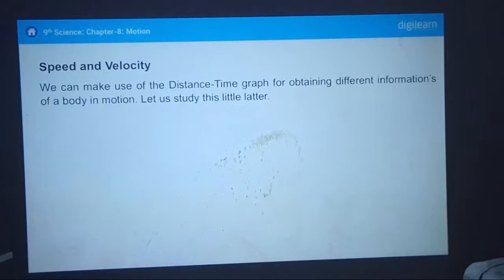We can make use of the distance time graph for obtaining different information of a body in motion. Let us study this a little later.